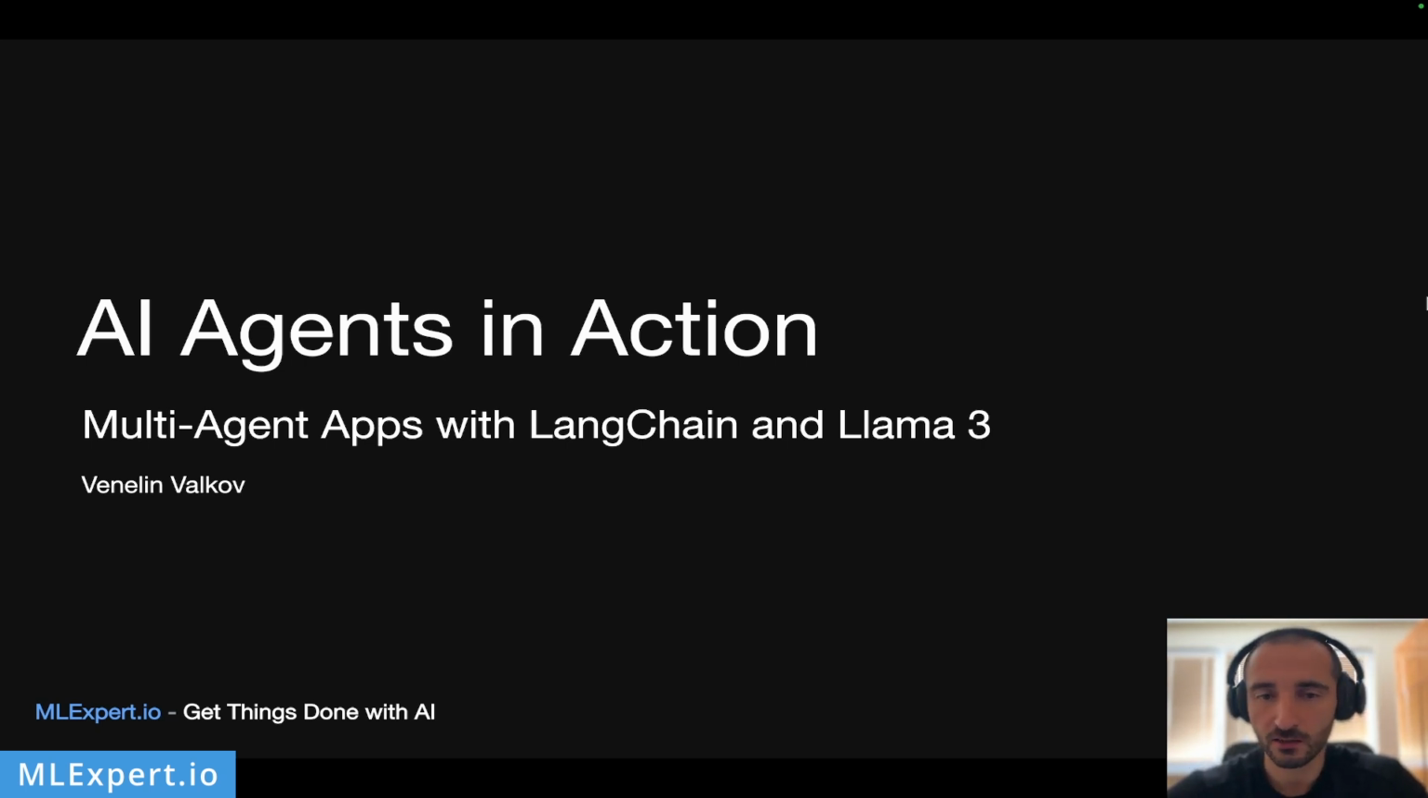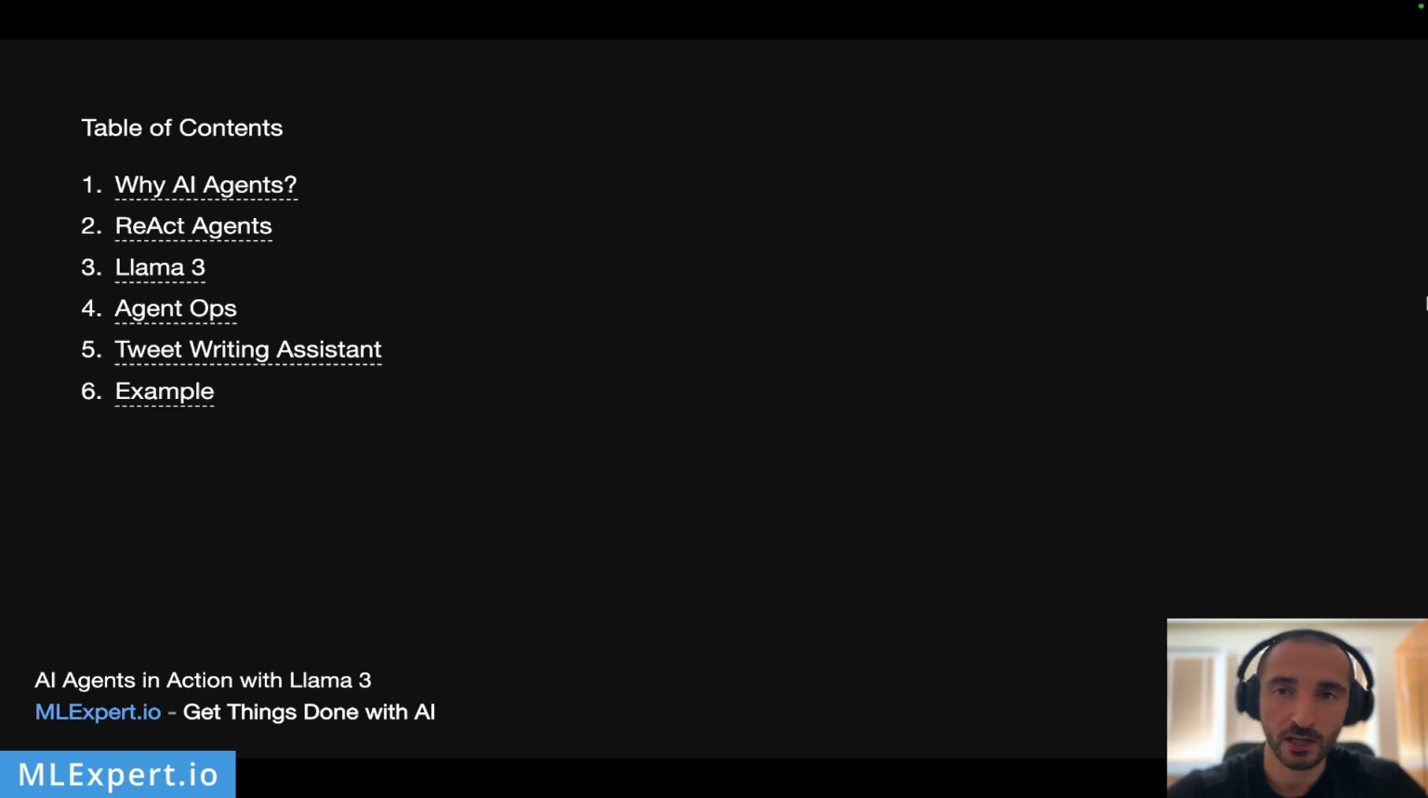I'm going to start by having a look at what agents are. We're going to have a brief look at Llama 3. Then we're going to have a look at why agent ops are important, and this means that we're going to be doing some observability and logging of the steps of the agents. And finally, I'm going to show you the actual architecture, or diagram, of the application that is for writing tweets. And then I'm going to go over the VS Code source code with you.